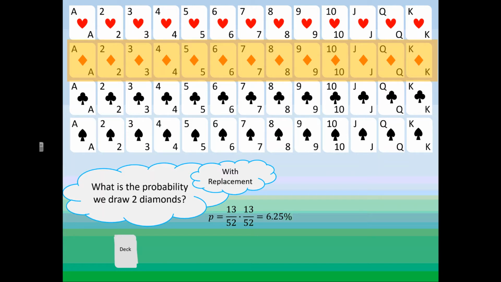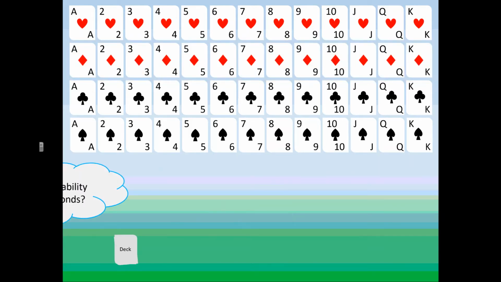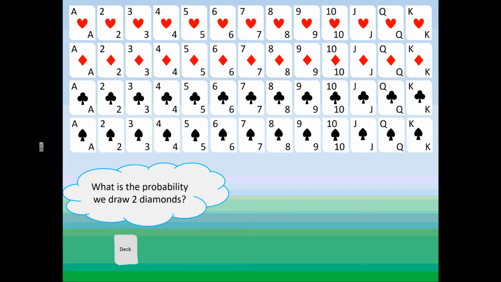So it's going to be 13 diamonds out of the 52 cards times 13 diamonds out of the 52 cards. If we go back to that big chart, I'm basically finding the area, multiplying the base times the height of all of my diamonds. That gets me 6.25%. So pretty unlikely, but possible. Most card games do not happen that way.